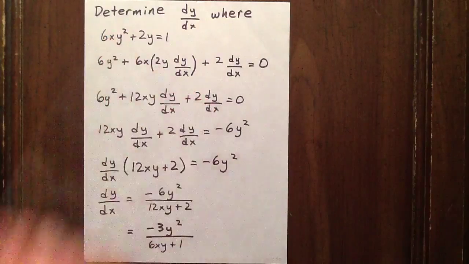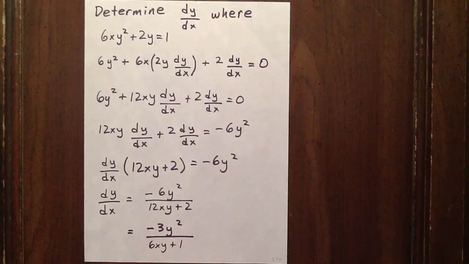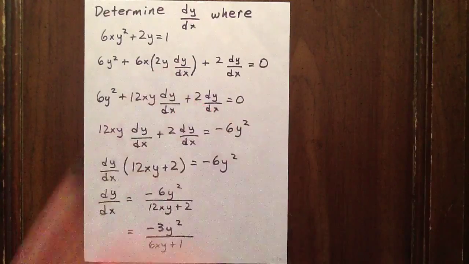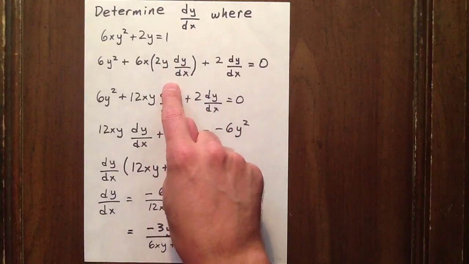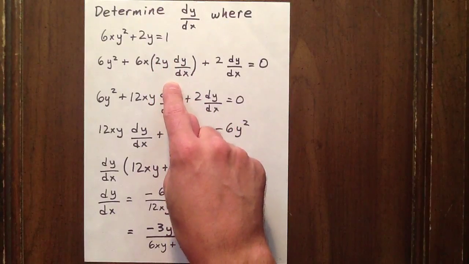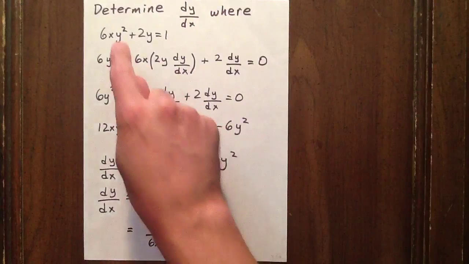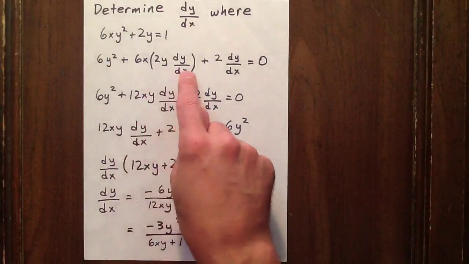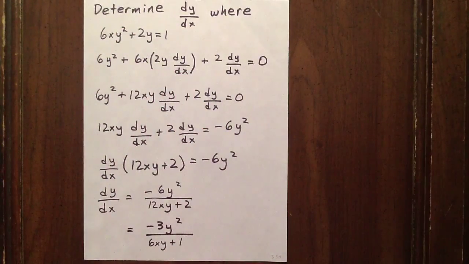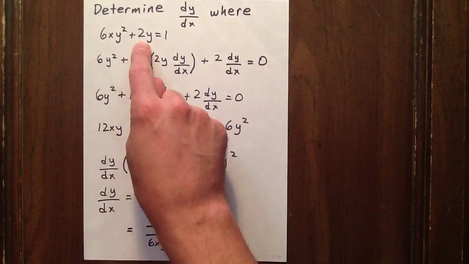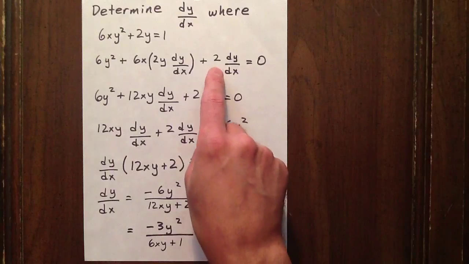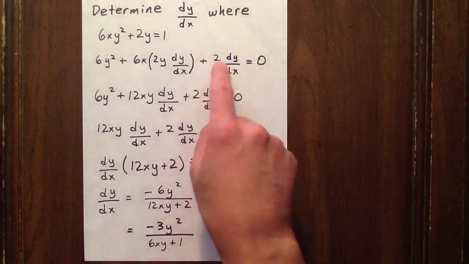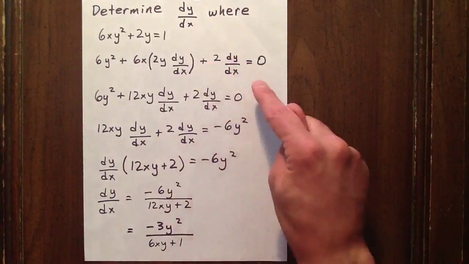Well, the bracket in this case is y. So the derivative of y with respect to x is simply dy/dx. So this is actually an application of the chain rule used to determine the derivative of y squared with respect to x. Now, we still have another term on the left-hand side, 2y. Well, the derivative of 2y with respect to x is 2 times dy/dx.